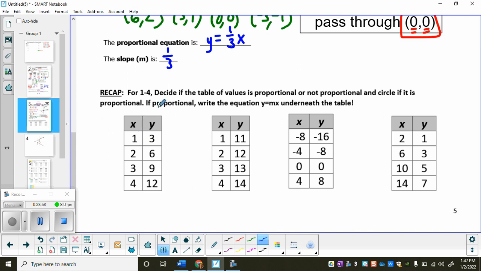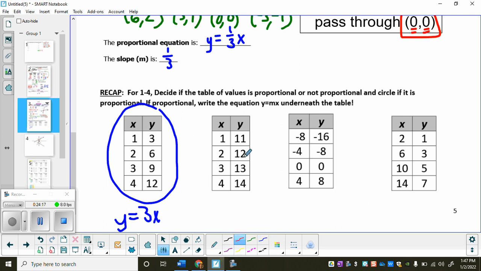Now, I don't see that 0, 0, but we'll talk about that in a second. I think you guys see like times 3, times 3, times 3, times 3. Okay, so this one is proportional. We're multiplying by 3 every time, so its equation is y equals 3x.